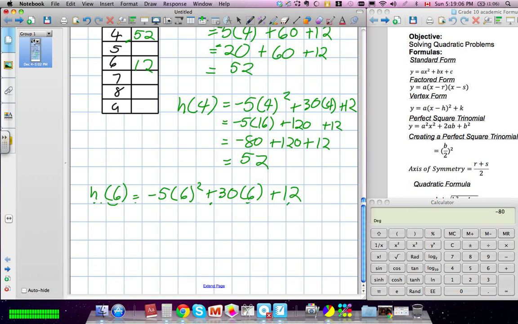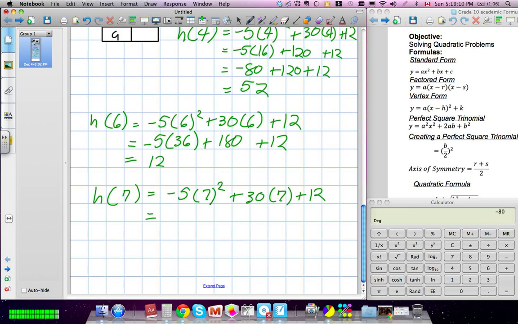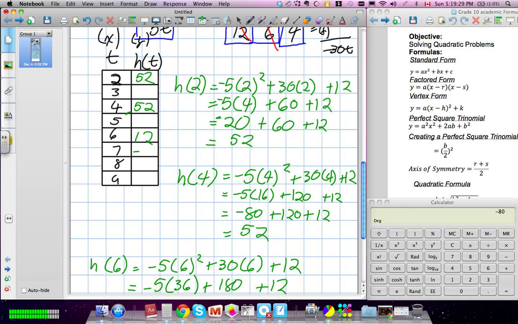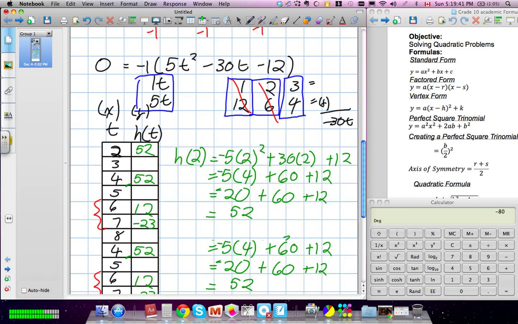So 7 squared is 49 times negative 5, which is negative 245. Plus 210 plus 12. Quickly looking at this, I know I'm going to have a negative number. Negative 23. Okay, so this gives us an idea. Negative 23 from here. So my x-intercept is somewhere between 6 and 7 seconds. Right? And if our 6 seconds was 12, I'm going to go back up and try to make sense of this, okay?